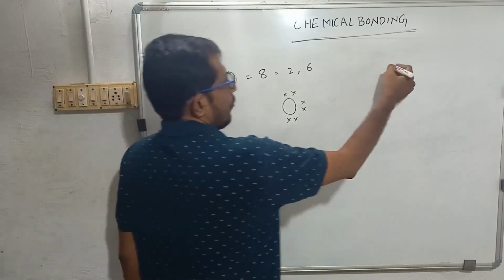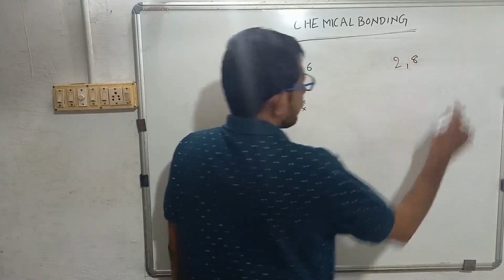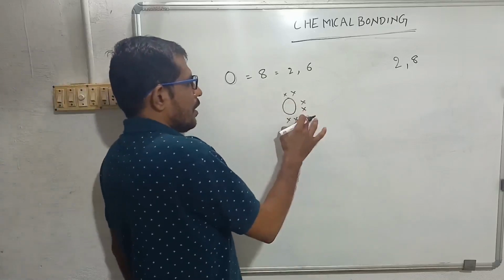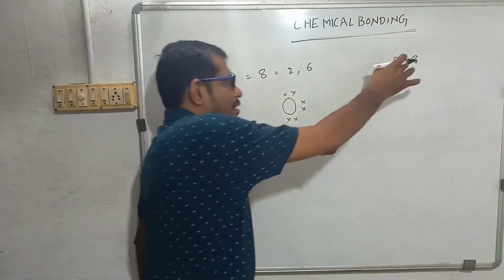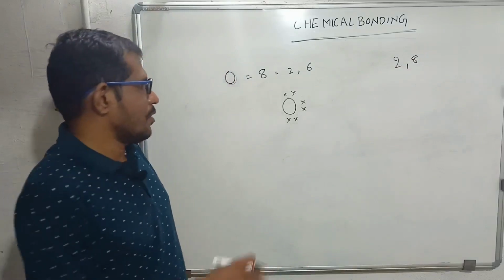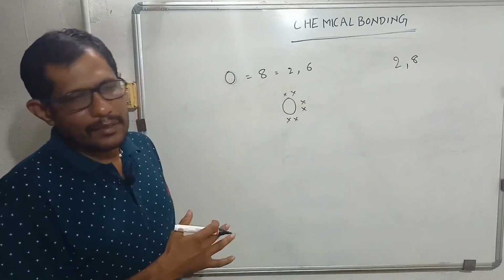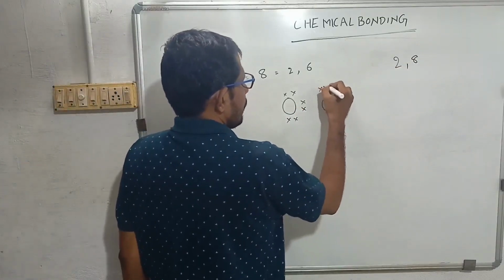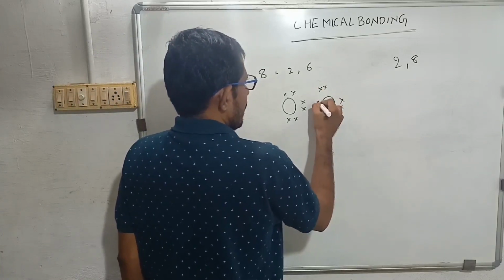Which electronic configurations are stable? 2, 8, 10, 18 are stable. So here there are 6. It needs 2 more electrons to become stable, to get 8. So it takes the 2 more electrons from another oxygen atom. If you take another oxygen atom, you write the electrons like this: 6 electrons.